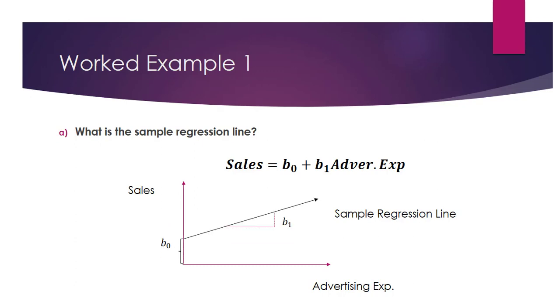Beta 1 refers to the slope of the sample regression line, and if you recall from high school, the slope is rise over run. A large positive value of beta 1 would make the regression line look like this, as the slope of the line is steeper, and a small beta 1 value will look like this. The regression line is flatter. A negative B1 produces a downward sloping line.